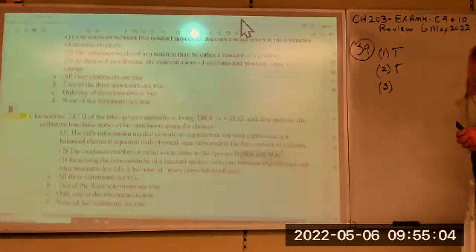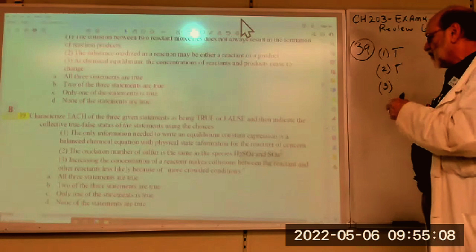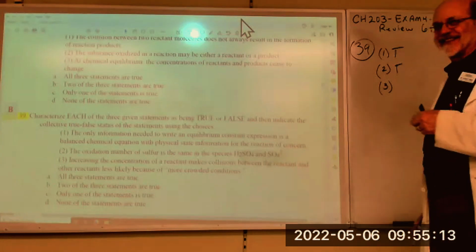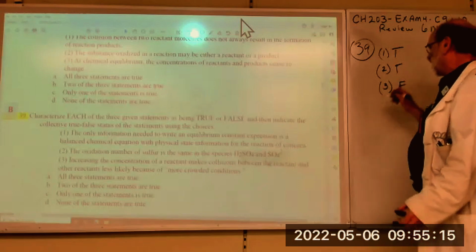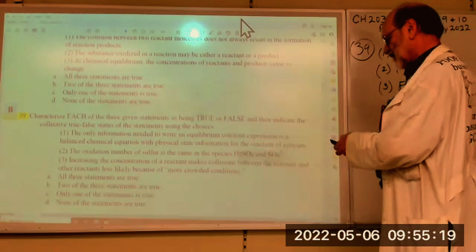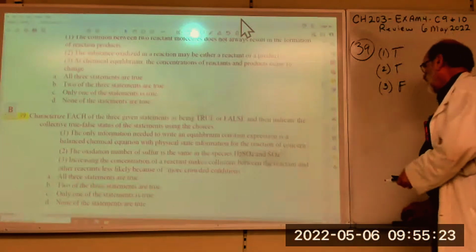About 3, increasing the concentration of a reactant makes collisions between the reactant and other reactants less likely because of more crowded conditions? I don't think so. Makes it more likely. Okay, so 2 of the above would be B. 2 of the 3.